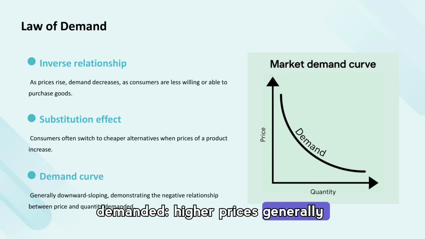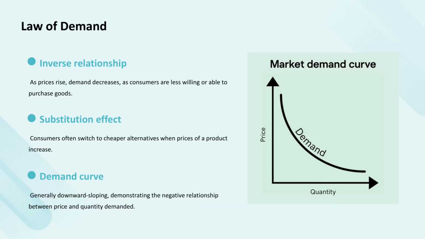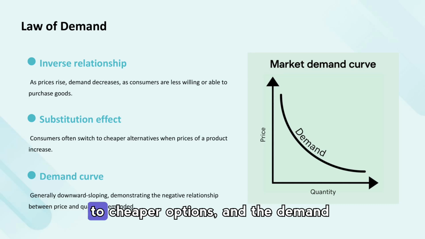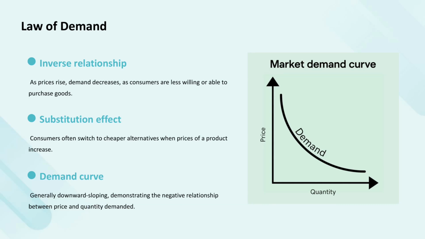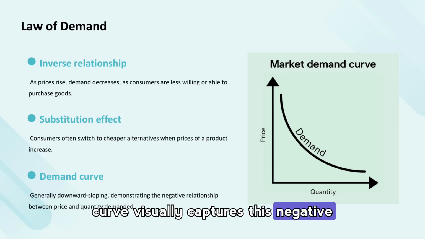The law of demand explains a downward-sloping relationship between price and quantity demanded. Higher prices generally reduce demand, as consumers look for alternatives. The substitution effect often leads buyers to switch to cheaper options, and the demand curve visually captures this negative relationship between price and quantity.